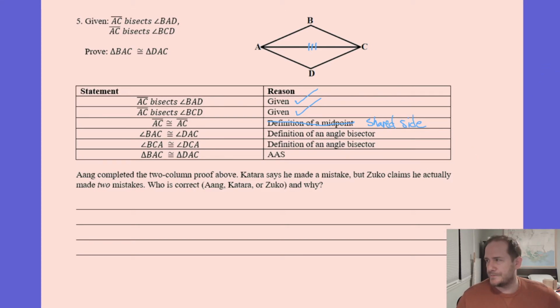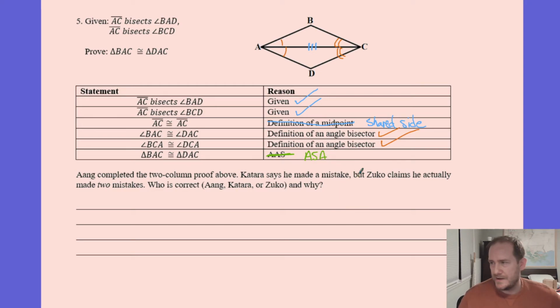So now dropping down, they had said that AC bisects BAD. That means these two angles should be congruent. That's BAC and DAC, and that's what it says here. Definition of angle bisector. That all looks perfect. Then BCA and DCA, that's just these other angles, the ones over here. And that's by definition of angle bisector, so that checks out too. Now if you're keeping score, then you can see that the triangles are congruent by angle side angle. And it says down here angle angle side, so that's definitely another mistake. It should be angle side angle.